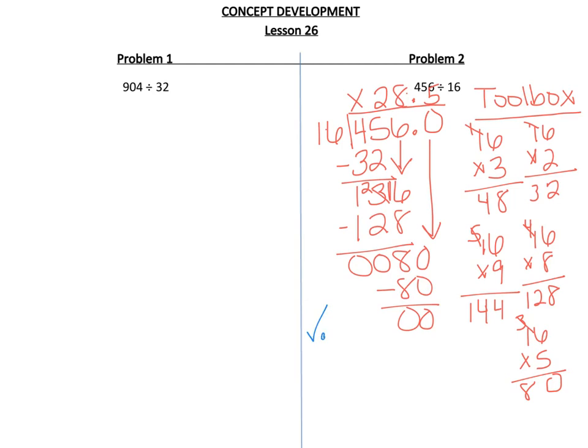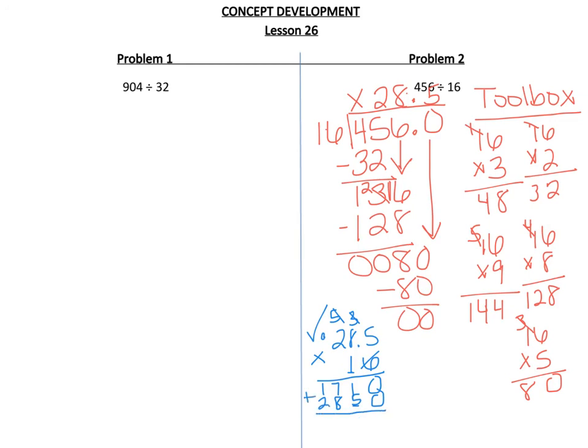So we're going to start with our quotient. 28.5, 28 and 5/10 times 16. 6 times 5 is 30. Carry the 3. 6 times 8 is 48, plus 3 is 51. Carry the 5. 6 times 2 is 12, plus 5 is 17. Put the 0, because I'm done with the ones place. I'm starting in the tens. 1 times 5 is 5. 1 times 8 is 8. 1 times 2 is 2.